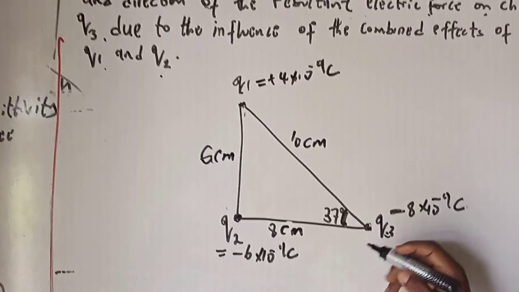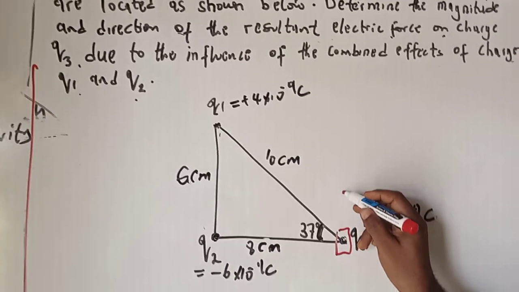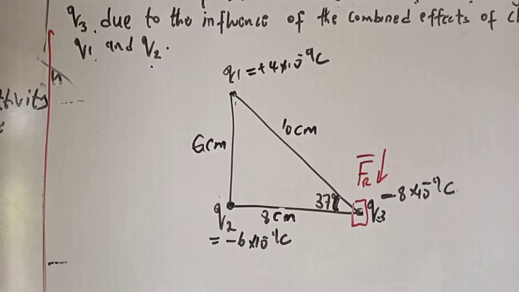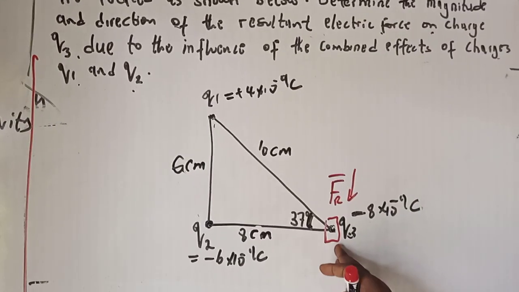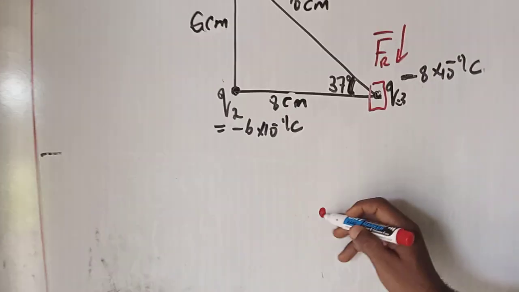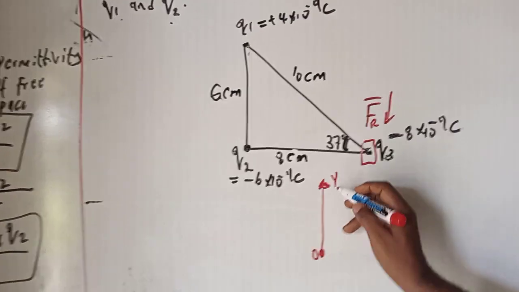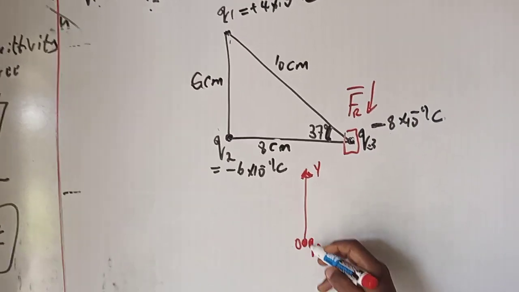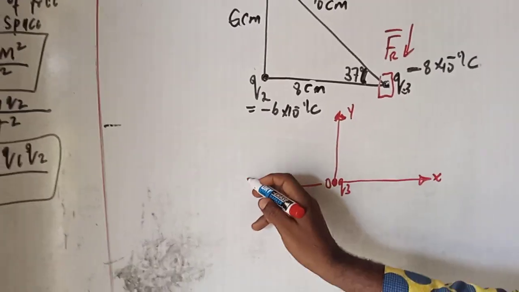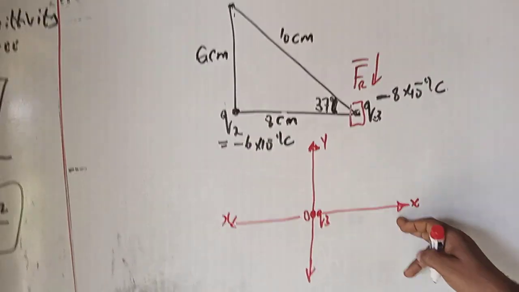So what the question is saying is that for this particular charge Q3, we want to know the resultant force F that is acting on charge Q3. How do we do that? This is what we are going to do. To find the resultant force F acting on charge Q3, we take charge Q3 as the origin of the Cartesian coordinate system. So this is charge Q3 as the origin. So we have the x-axis and we have the y-axis. The y-axis is the vertical axis and the x-axis is the horizontal axis.